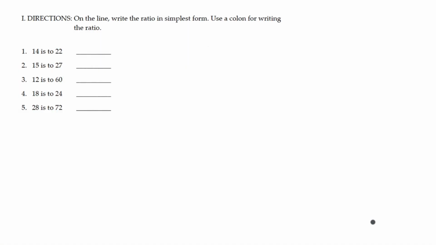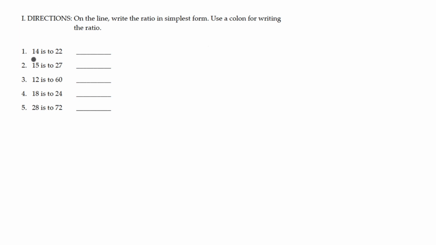Going to discuss different problems that involve ratio. So in this part, we're going to change this ratio into simplest form. So kung babalikan natin, we have discussed that we have three ways in writing ratio. It can be in words form, it can also be in column form, or in fraction form.